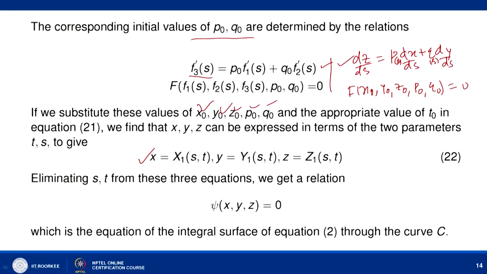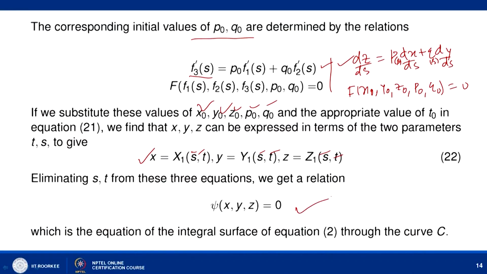And after solving this, we have the following relations: x equal to x1(s, t), y equal to y1(s, t), z equal to z1(s, t). So, now we obtain the equation of the integral surface as a two parameter family of surfaces. Now, if you want to find the exact surface, then you can eliminate s and t from these three equations, and we can write the equation of the surface in implicit form, like psi(x, y, z) equal to 0, which is the integral surface of equation 2 through the curve C. So, that is the idea of this Cauchy method of characteristics.